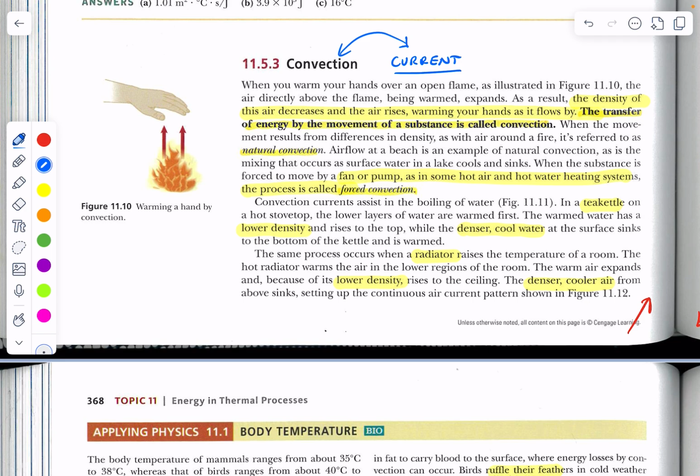But we're talking about the flow of a fluid. And it can be air or some other gas. It can also be a liquid, the flow of a fluid. This is convection. And this is how heat can get from one place to another.